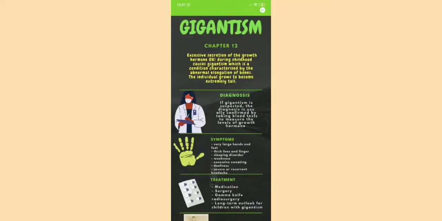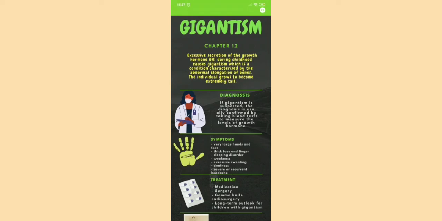Okay, so today I'm going to present gigantism. Gigantism is an excessive secretion of the growth hormone during childhood, which is a condition characterized by the abnormal elongation of bones. The individual grows to become extremely tall.